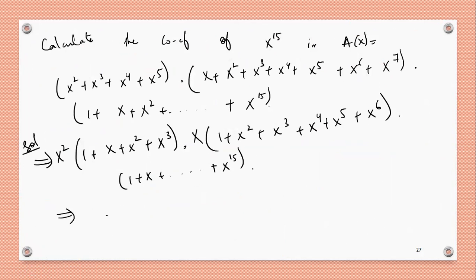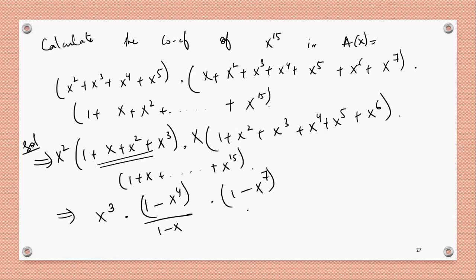So this can be written as x square into x, which becomes x cube. Now instead of these brackets, we are using the formula that I have just shown you. Here we have x cube in the bracket, so in the formula we will have (1 minus x power 4) by (1 minus x). Then here we have x power 6, so x power n plus 1 in our formula, so (1 minus x power 7) by (1 minus x). And then again (1 minus x power 16) by (1 minus x).